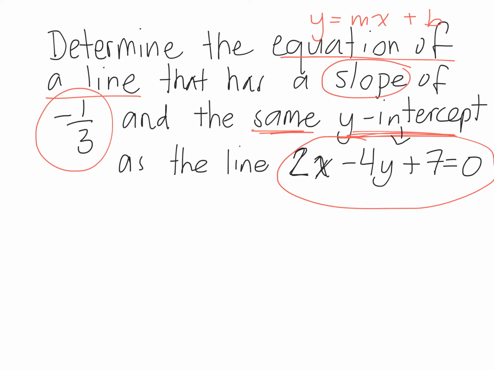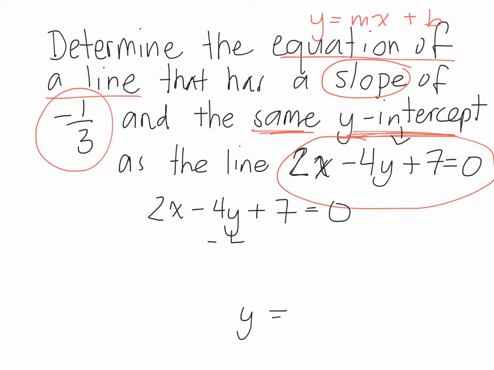It's not in slope-intercept form, so we have to rearrange it. What are we trying to isolate if we're rearranging this equation? Good. So I want you to rearrange this equation to isolate y. Once you do that, then you can figure out what the y-intercept of that equation is.